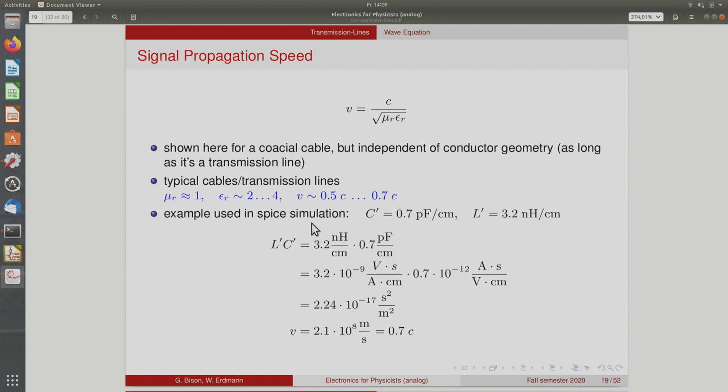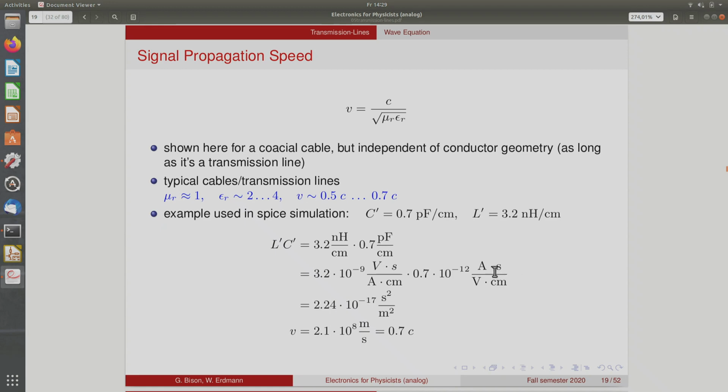Okay, so this is something you can expect if you now do this for what we use in our SPICE simulation. So we take this 0.7 picofarad per centimeter and 3.2 nanohenry per centimeter again. Calculate this. So take these units. A henry is a volt second per ampere, and a farad is 1 ampere second per volt, or a coulomb per volt.